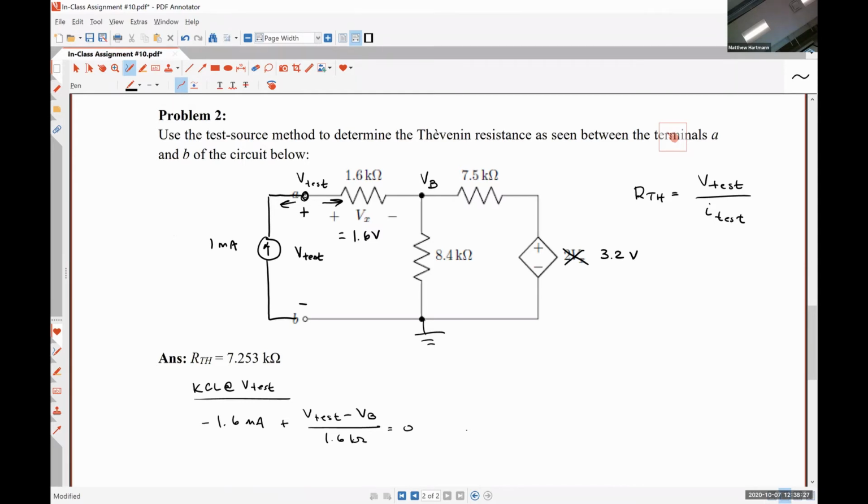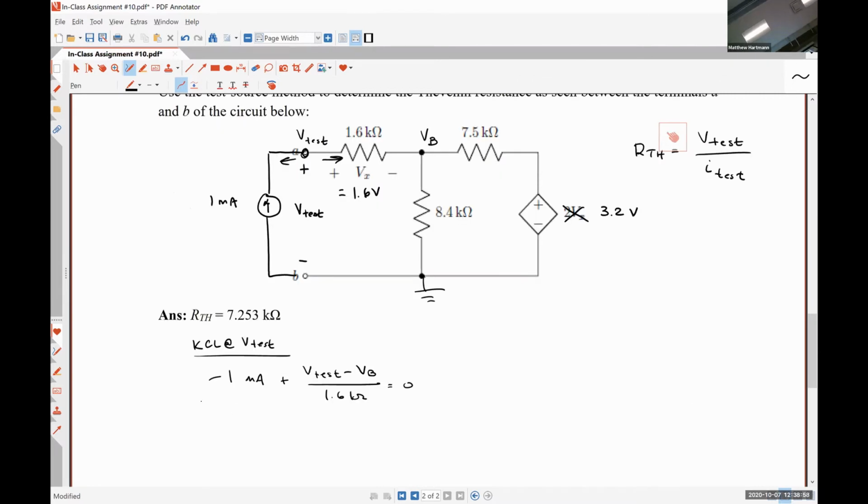And so what I mean by that is, we know the voltage drop V test minus VB is 1.6 volts already, so it's effectively saying 1.6 milliamps is, sorry, not 1.6, 1 milliamp. I apologize for that. Getting myself mixed up here. It's telling us the current flowing through that resistor is 1 milliamp, effectively what's happening. So that's really nothing particularly new.